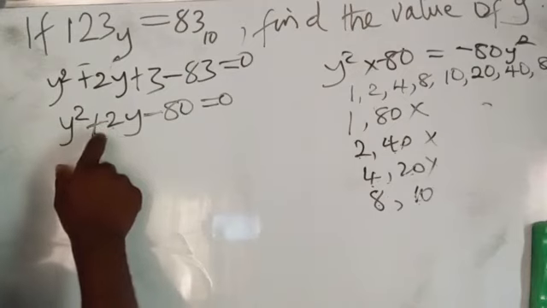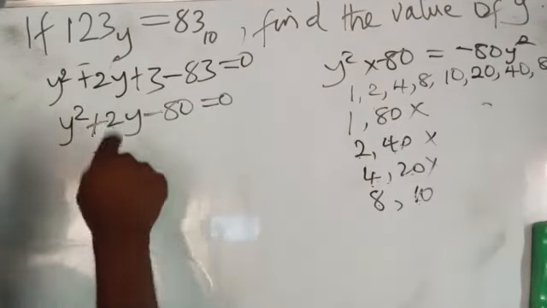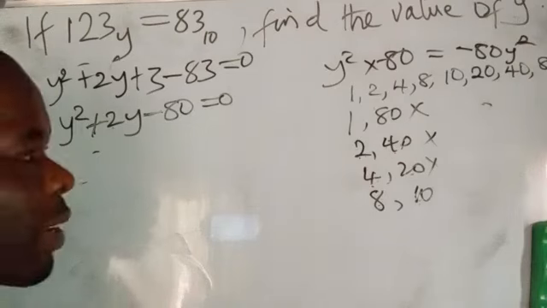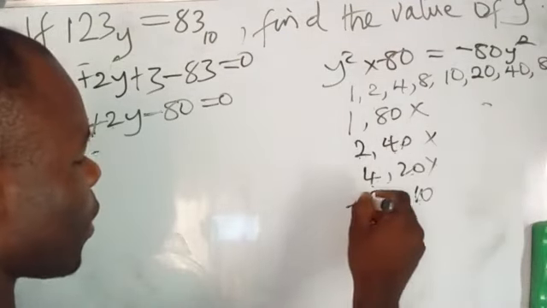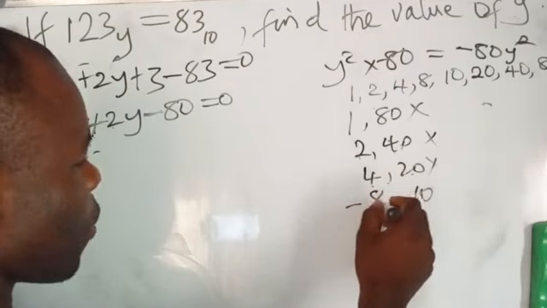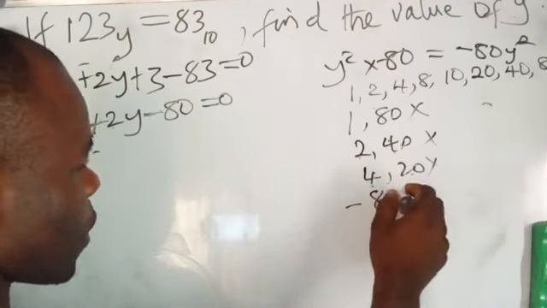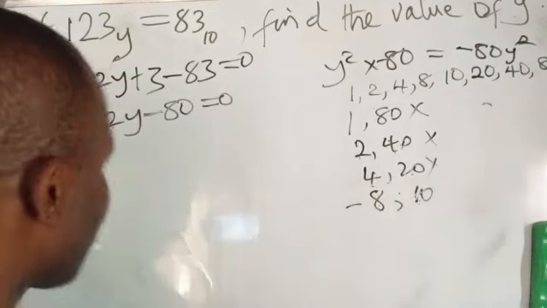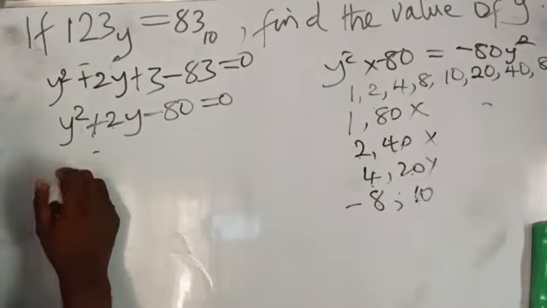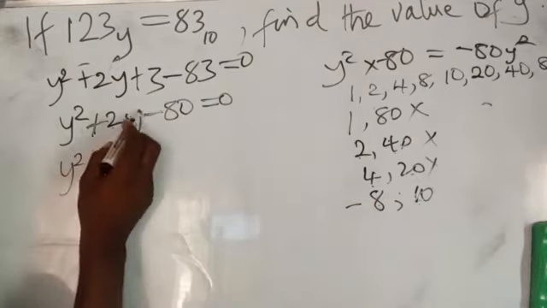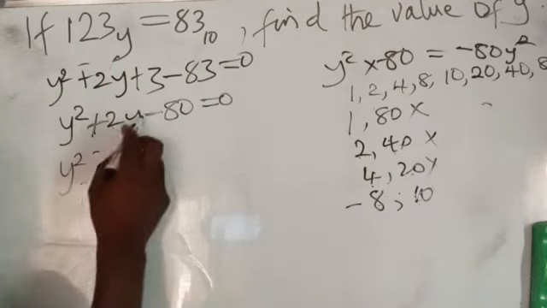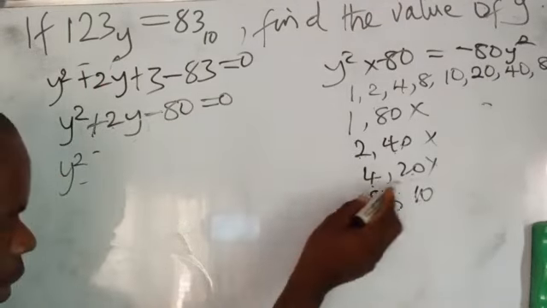What is in the middle term? It is plus 2. Is that clear now? So the right one to use here is minus 8 and plus 10. You get? So that we come down here now. We repeat this equation, y squared. Now, this middle term, instead of writing plus 2y again, we'll bring down this.